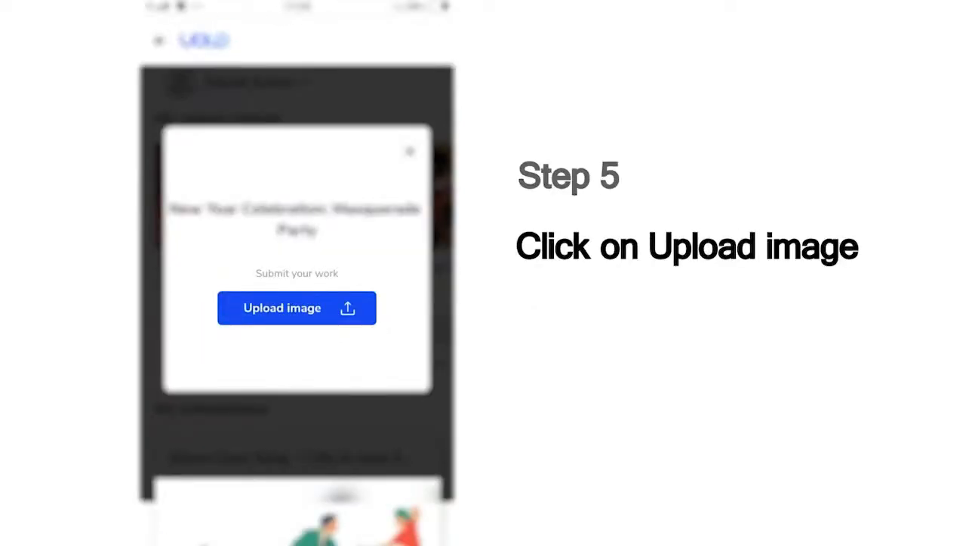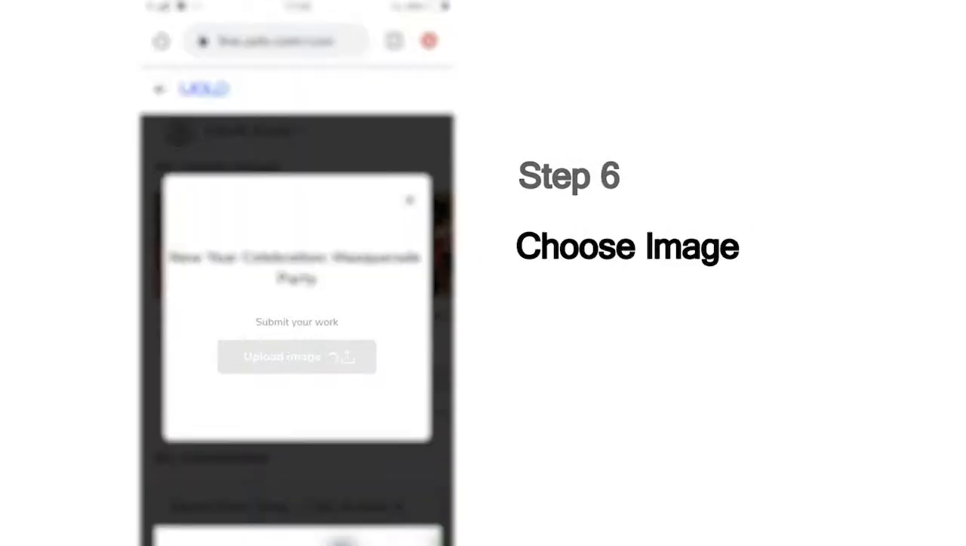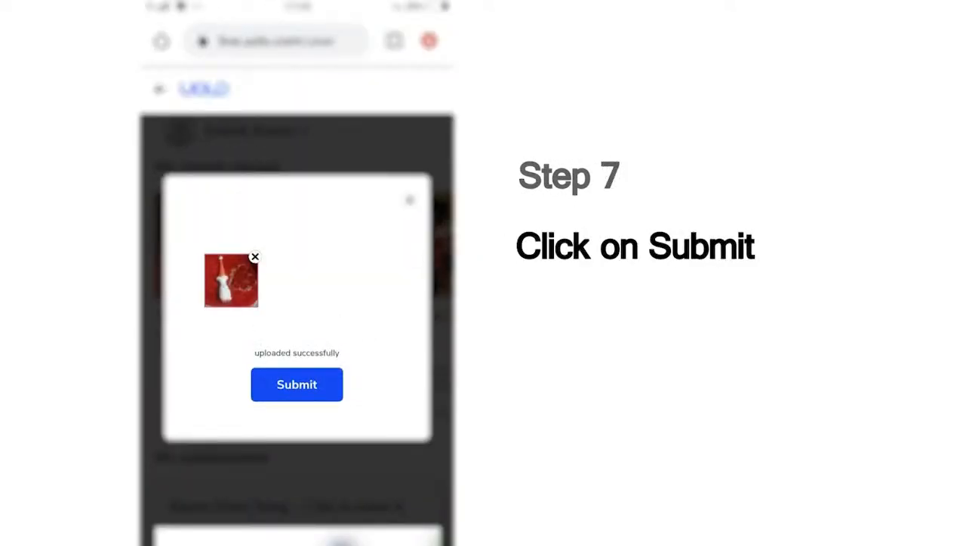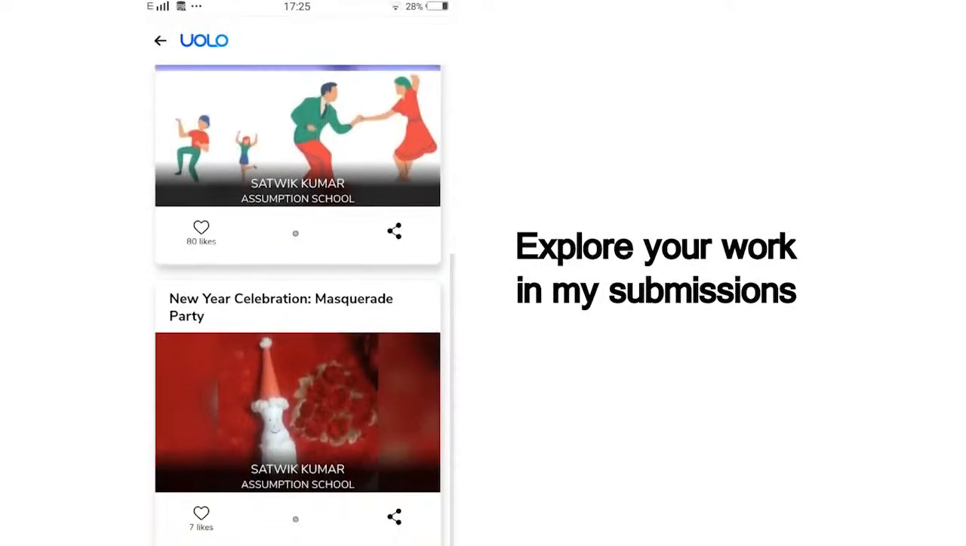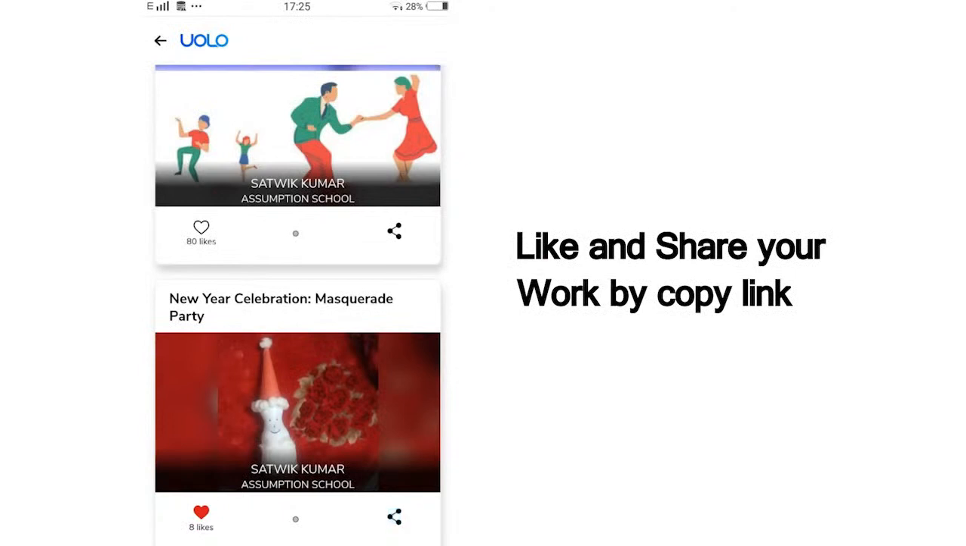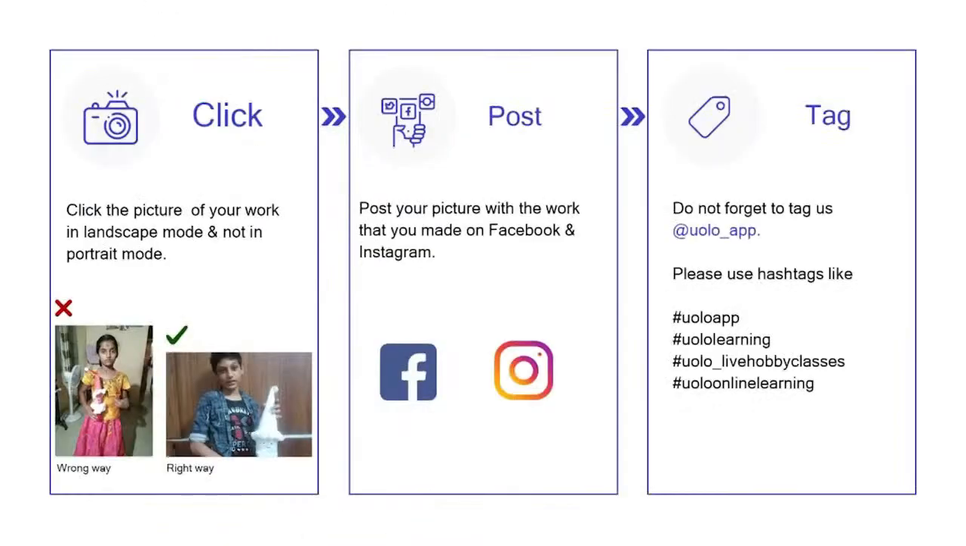And then upload the photo you've taken. Choose the image from your phone and click Submit. You can scroll down and view all your past submissions and see how many of your friends or peers have liked your work. You can also see others' work and like their work to inspire your friends. If you want to showcase your work on social media, that too is very simple. Click on Share, copy the link, and post it on Instagram or Facebook or any other platform of your choice.